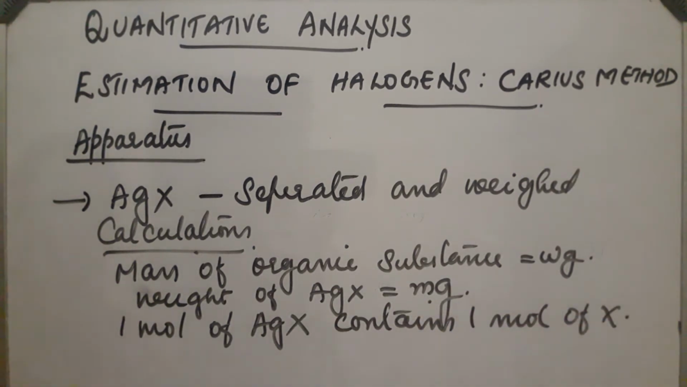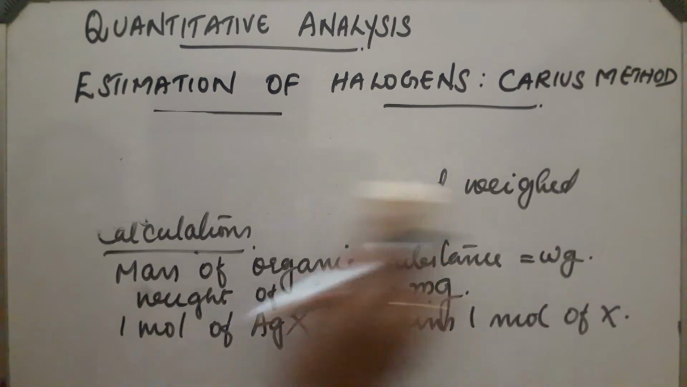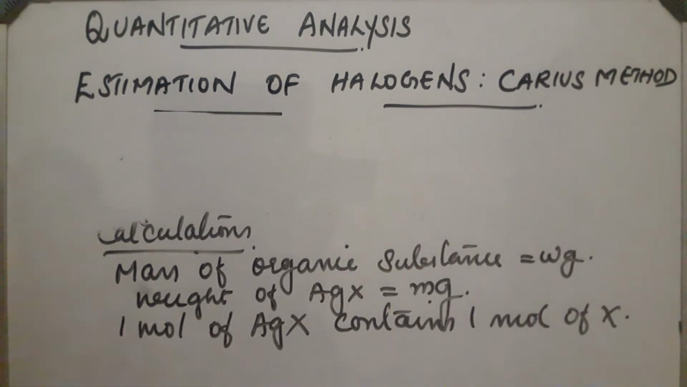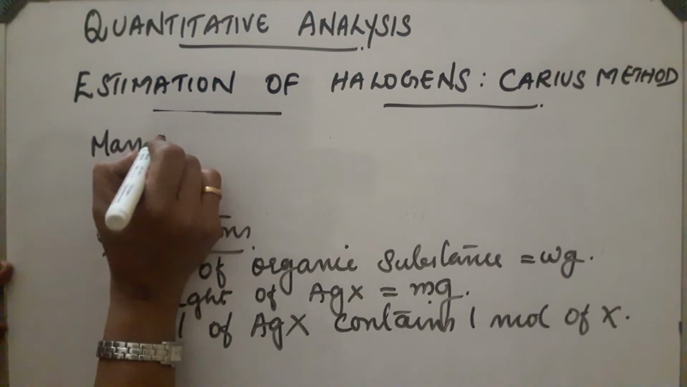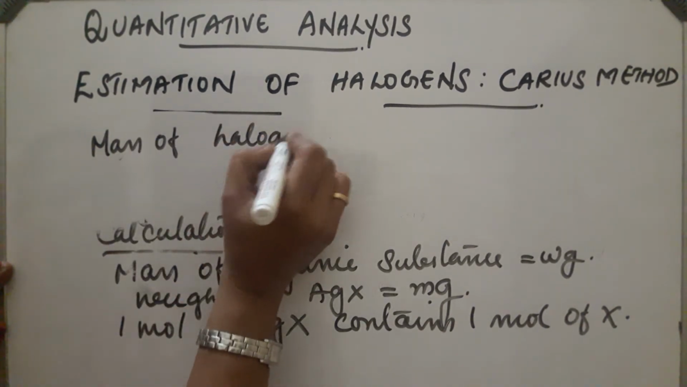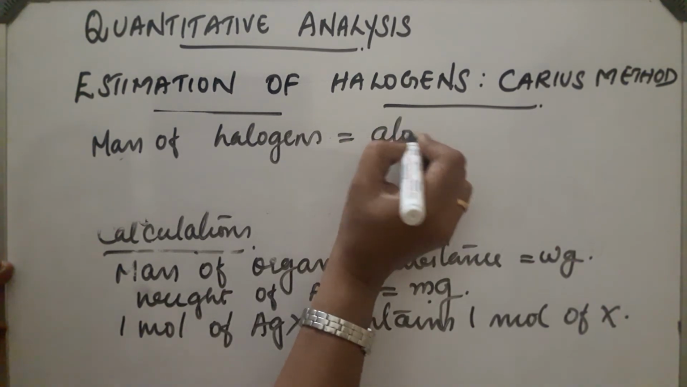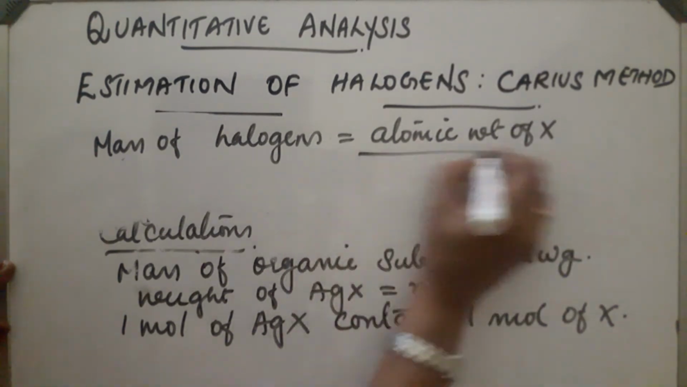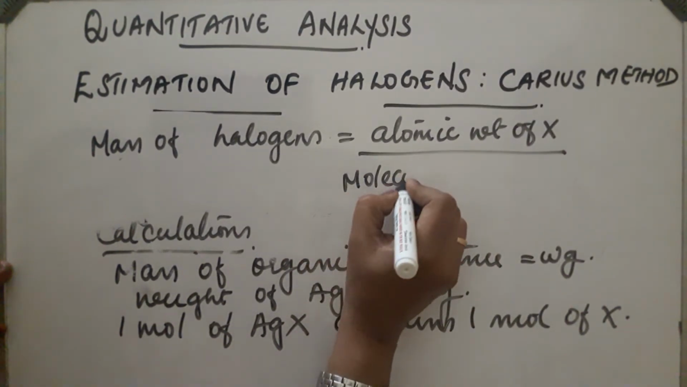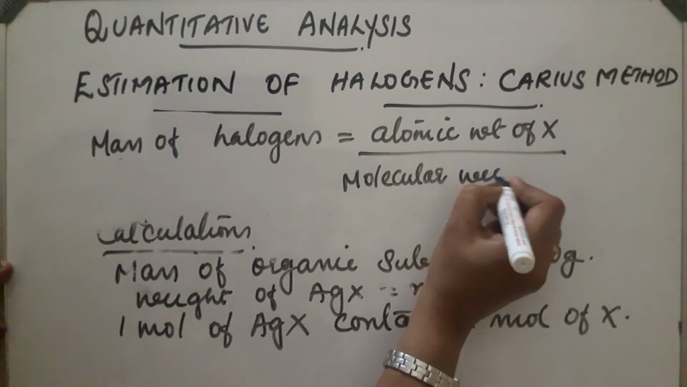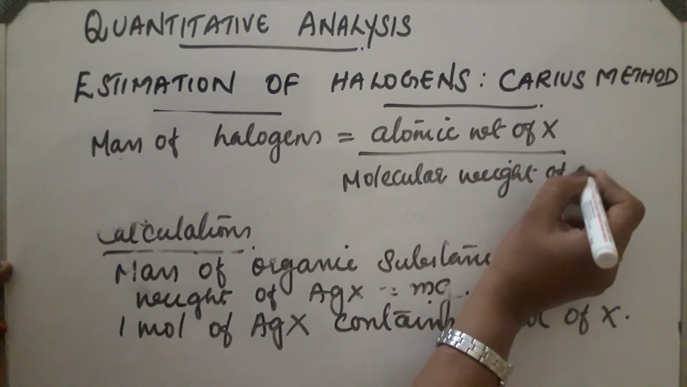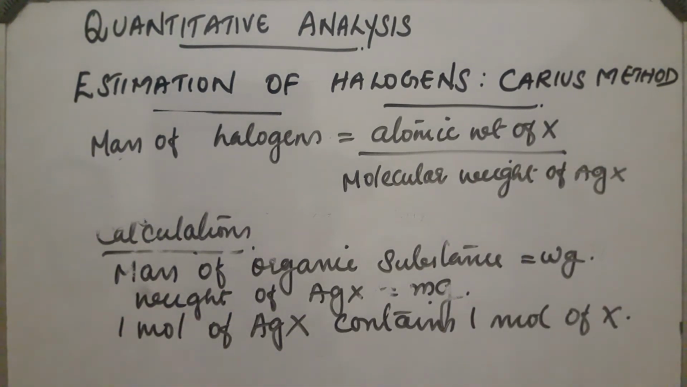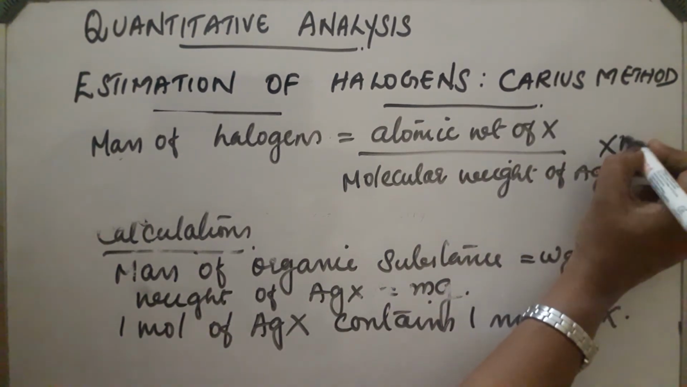From this, we can calculate the mass of halogens. Mass of halogens will be equal to atomic weight of X, the atomic weight of the halogen, divided by molecular weight of AgX, multiplied by the weight of AgX produced. It is m.